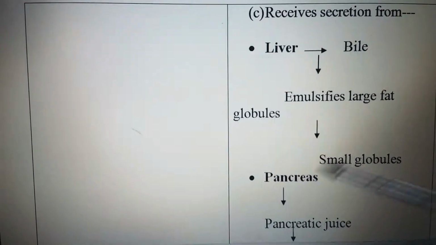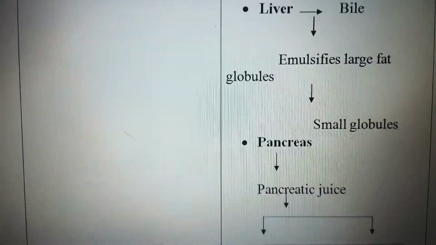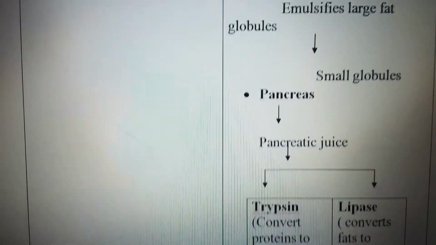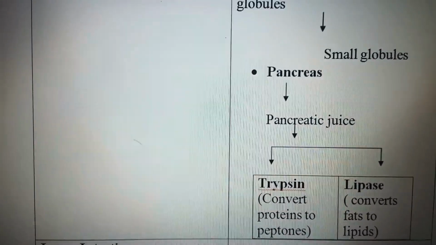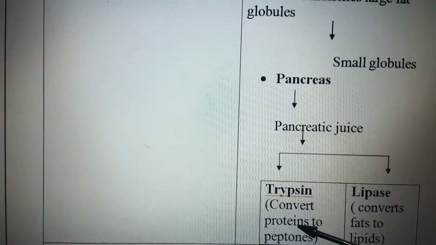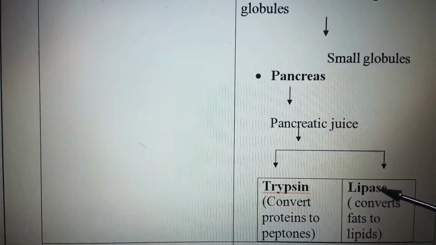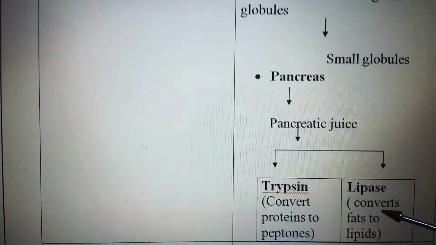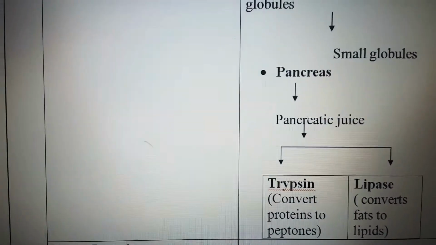On the other hand, the pancreas is also going to produce pancreatic juice, which contains two enzymes, that is trypsin and lipases. Trypsin converts proteins into peptones or peptides, and lipases act on fat materials to convert them into lipids.